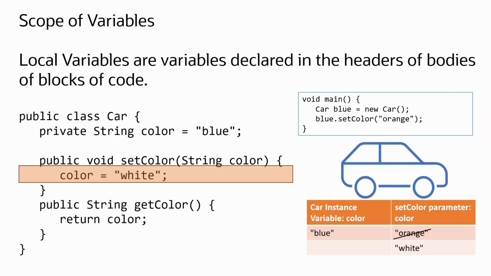When the body of setColor is executed and color is assigned to white, we're actually going to access the most local version of color, which will be the setColor parameter, and it will change to white. Notice that the car color itself never gets changed.